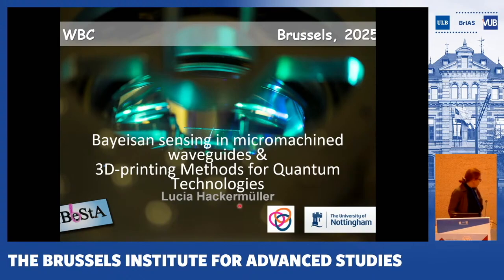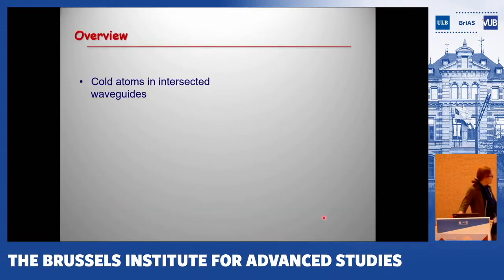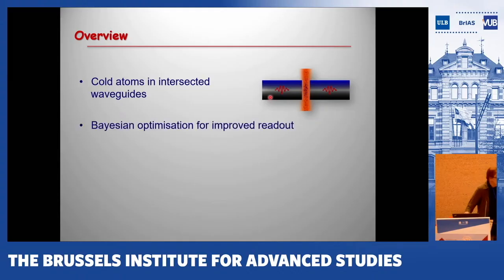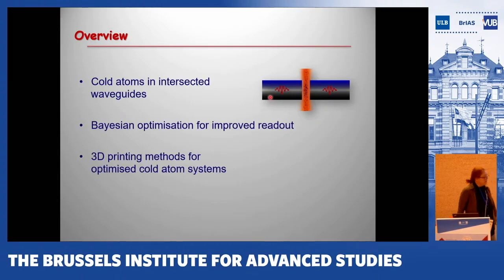So I am at the University of Nottingham, and together with my group we have some experiments on not nanofibers. I will show you the difference in a moment. So we have 3 topics for today. We use cold atoms in intersected waveguides. I will also tell you about our Bayesian optimization for improved readout and sensing, and some 3D printed elements for portable quantum technologies.